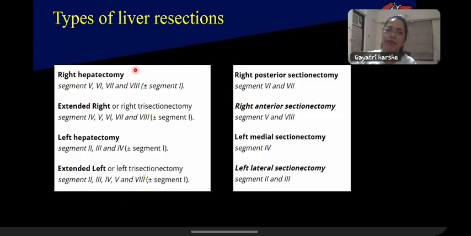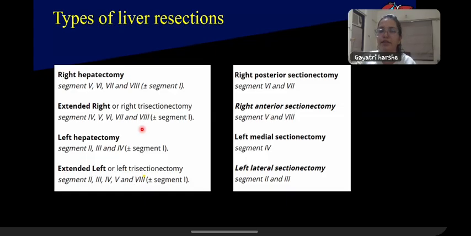What are the types of liver resection? So it is right hepatectomy, which is commonly used, with or without segment 1, that is the caudate lobe. Then extended right or right trisectionectomy, that is in addition to the right, additional segment can be taken, that is the segment 4, A and B. Then left hepatectomy, that is the entire left lobe. Then extended left lobe with segment 5 and 8.